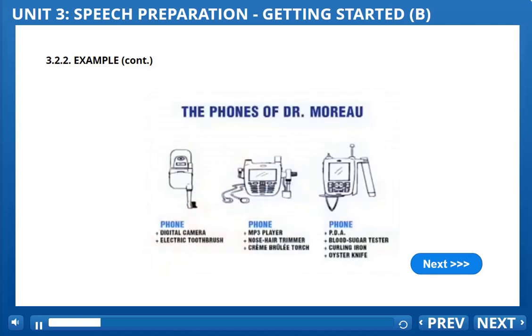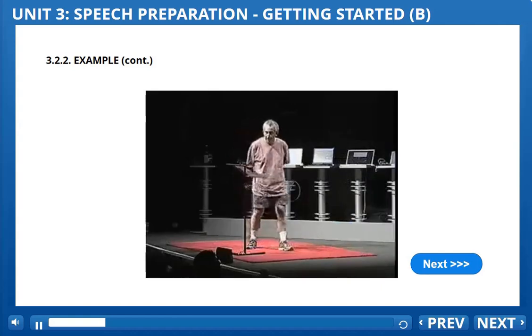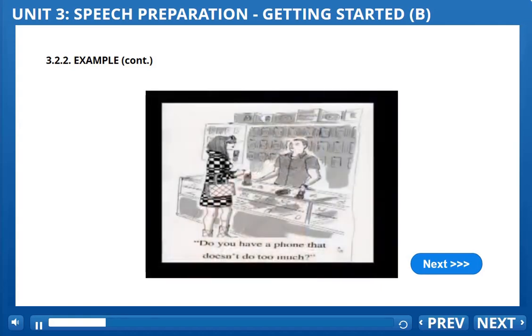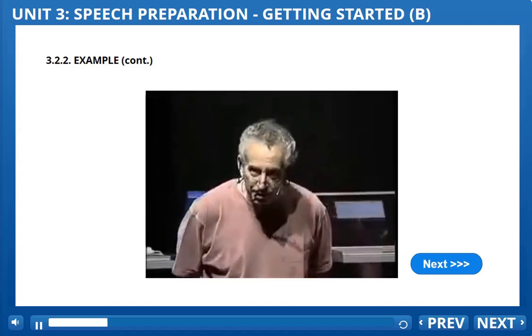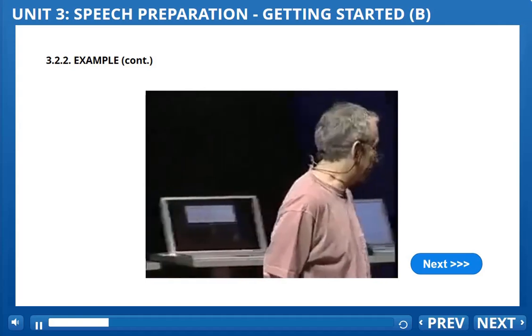These are cell phones of the future. My favorite is the middle one: MP3 player, nose hair trimmer, and creme brulee torch. And if by some chance you haven't seen that in your store yet, you can rest assured that one day soon you will. And what this does is it leads people to walk into their stores asking this question. And do you know what the answer to this question now is? The answer is no. It is not possible to buy a cell phone that doesn't do too much.